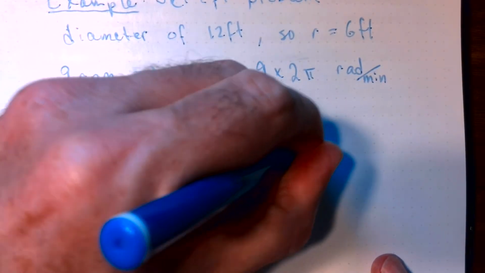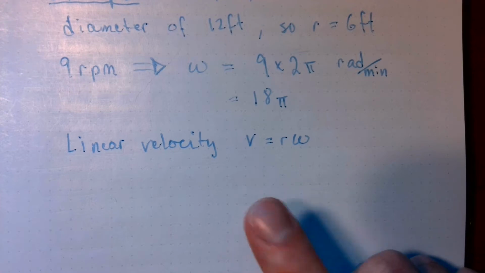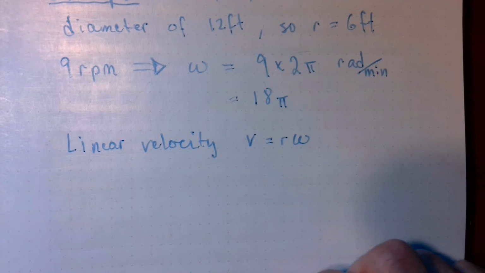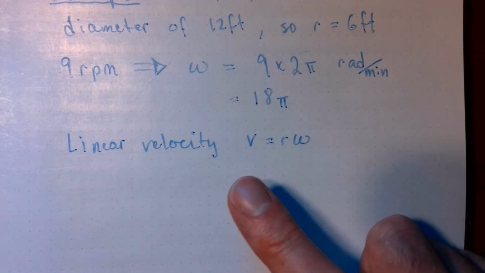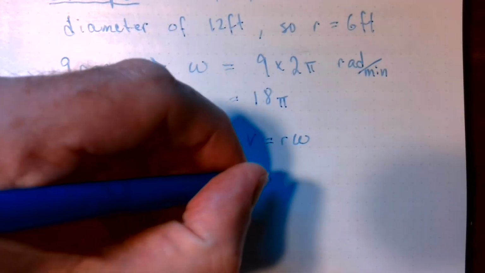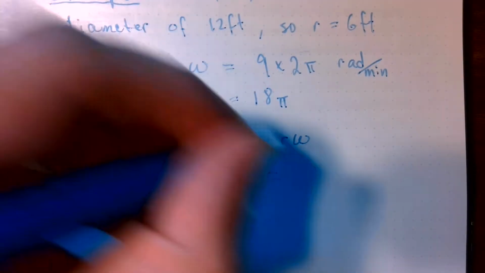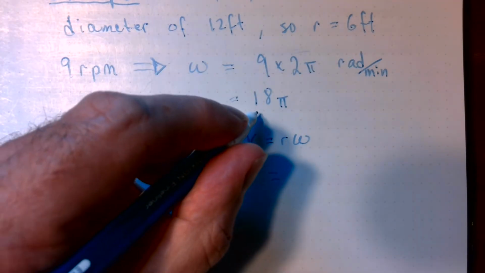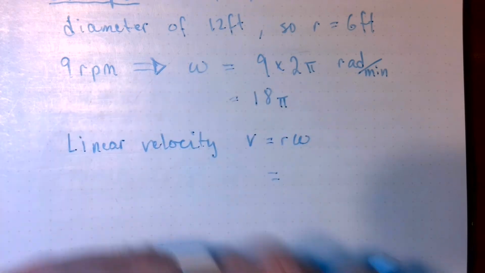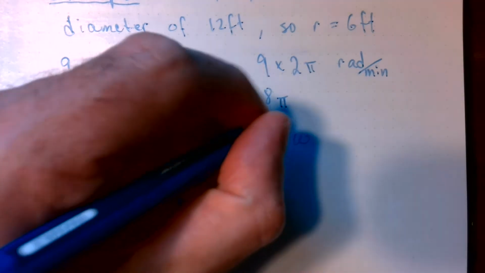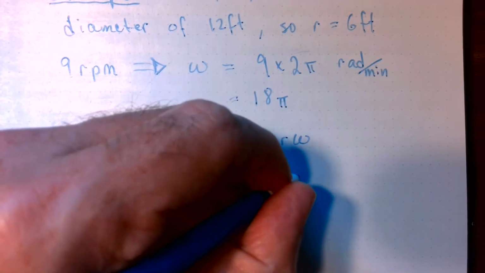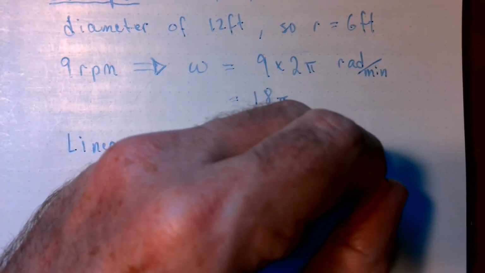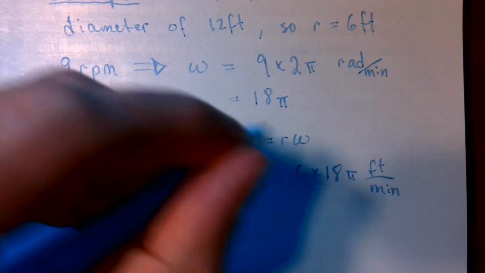Now, if you remember from our last video, we figured out a relationship between linear velocity and angular velocity. Okay, and it was r times omega. That's how we found linear velocity. So we know the diameter is 12 feet, so the radius is 6 feet. And we know the angular velocity is 18 pi radians per minute. So we'll take 6 times 18 pi, and this is going to end up being feet per minute.